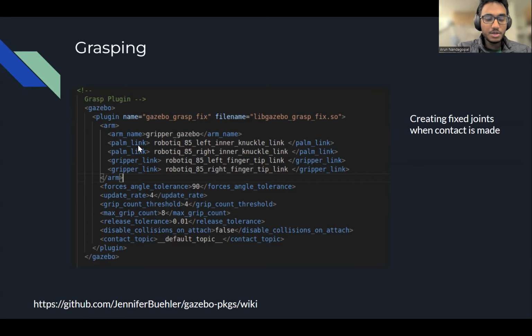Just to explain this, the gripper has palm links and gripper links. The gripper links are those links which are effectively in contact, and the palm links are those which support these gripper links. In order for you to explore a little bit more, I have provided this link in the video description below so that you can check this out. This is the original source of this plugin, and there is a good wiki page which explains each and every parameter here and how to modify it for your requirement.